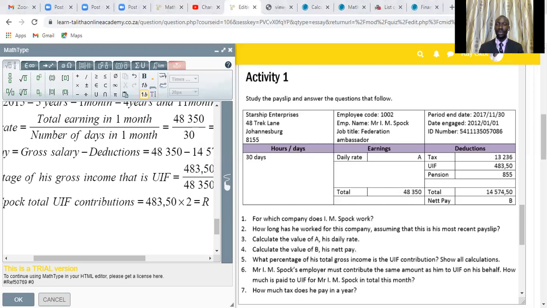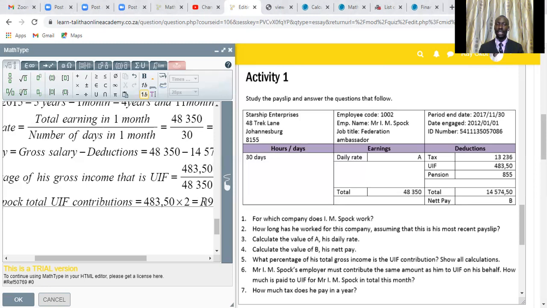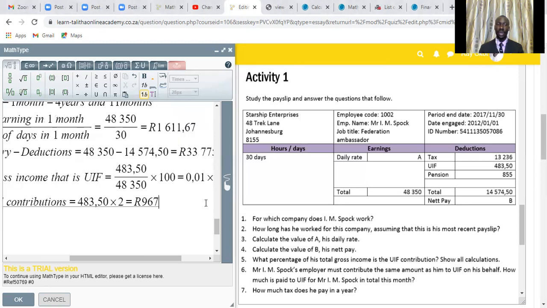And that can be calculated right away. So it will be 483.5 times 2. That gives us 967. So in our calculation, we get 967 as his total UIF contribution.